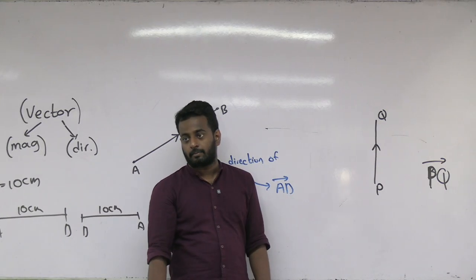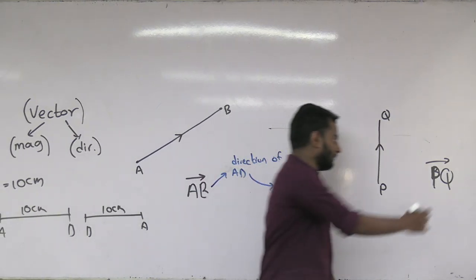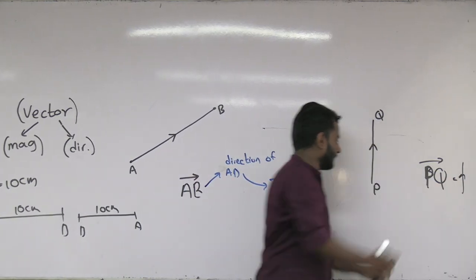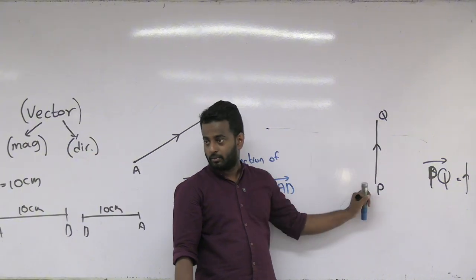The direction of the vector PQ? It should be vertical. Why? Because the line PQ is vertical. Are you okay with that?